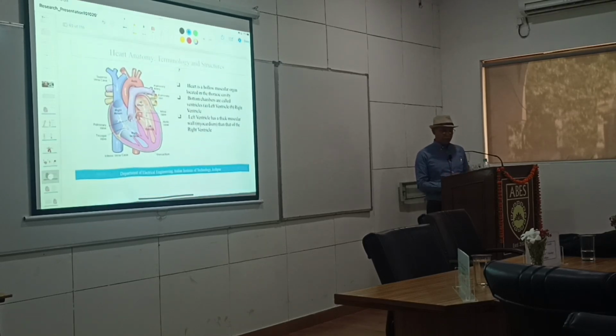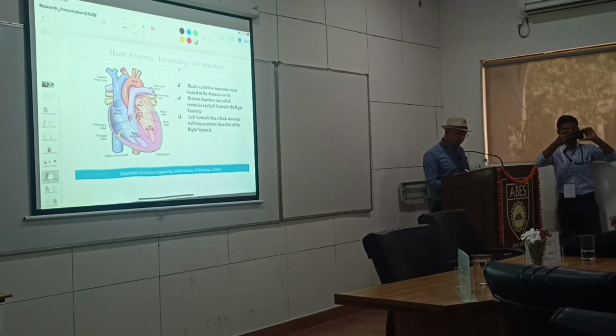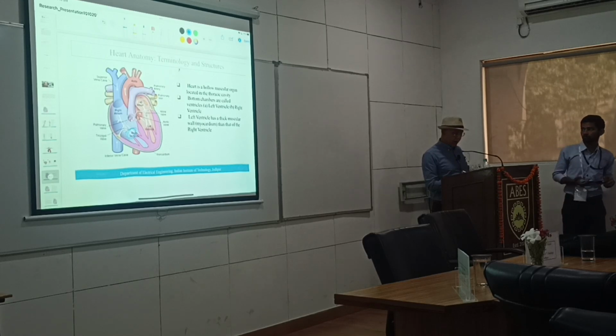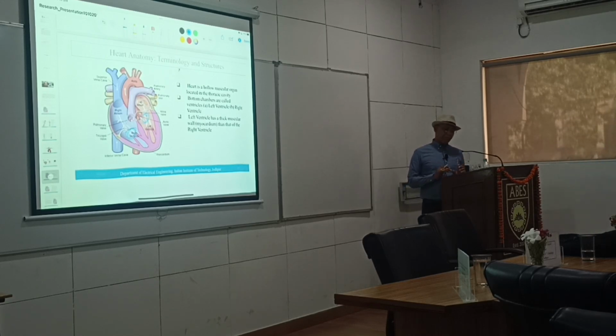I'll start from here. So the heart is a hollow muscular organ located in the thoracic cavity. Thoracic cavity is here, the chest cavity. And the bottom chambers are called the left ventricle and right ventricle. As I mentioned earlier, this is the right ventricle and this is the left ventricle. Please note the color. On my left side, which is actually the right side of the heart, it is bluish, and on the other side it is reddish.